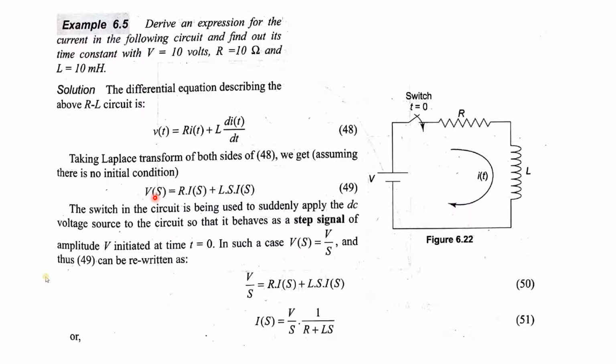After the Laplace transform, V(t) becomes V(s). So V(s) equals R I(s) plus L s I(s), because of L di/dt. Differentiation of any parameter is nothing but S multiplied by the parameter in the S domain. So it becomes capital I(s), and differentiation becomes S, so L di/dt becomes L s I(s).